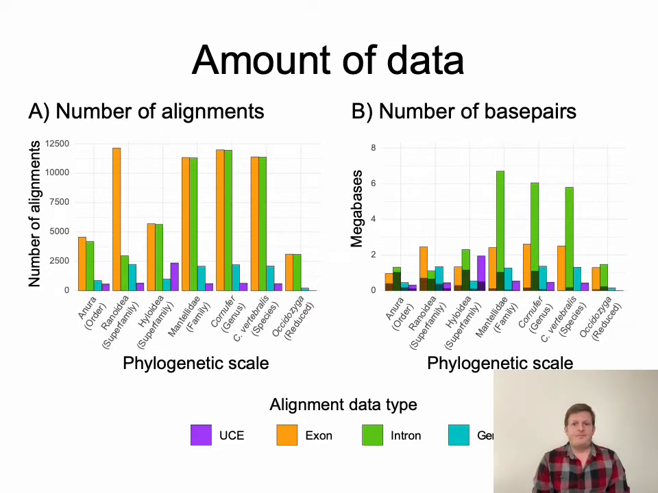And this is also reflected in the number of base pairs of intron, again shown in green in B, where the family level at Mantellidae has a lot more bases of intron than the other scales.